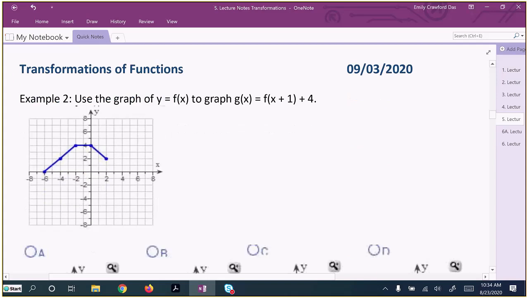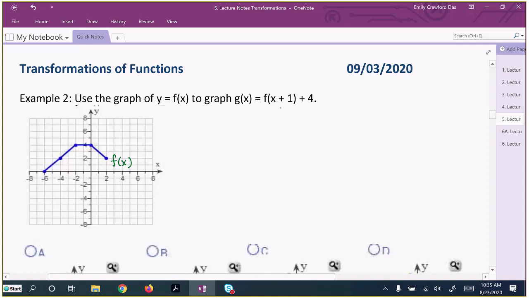So this is where, as I say, we're going to need to keep our table handy because we're constantly going to need to refer to what each of these is. Example 2, again, use the graph of y equal to f of x to graph g of x equal to f of x plus 1. So this graph is f of x. I want to transform the graph.